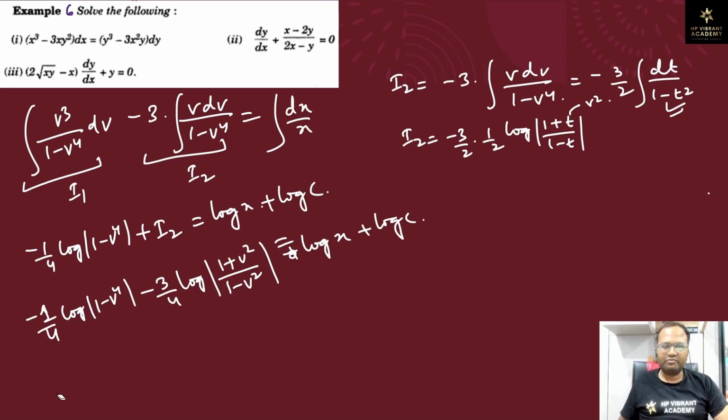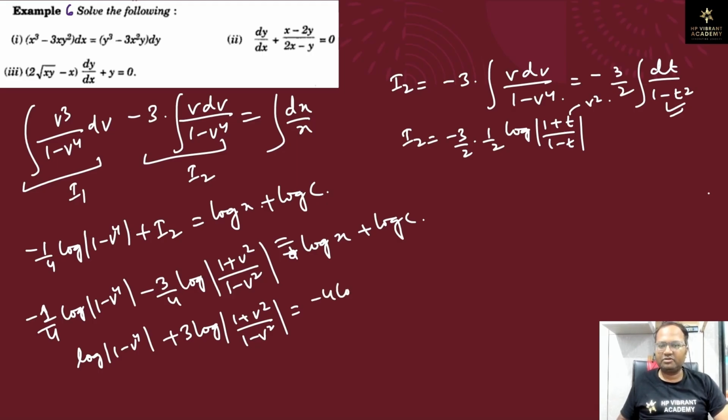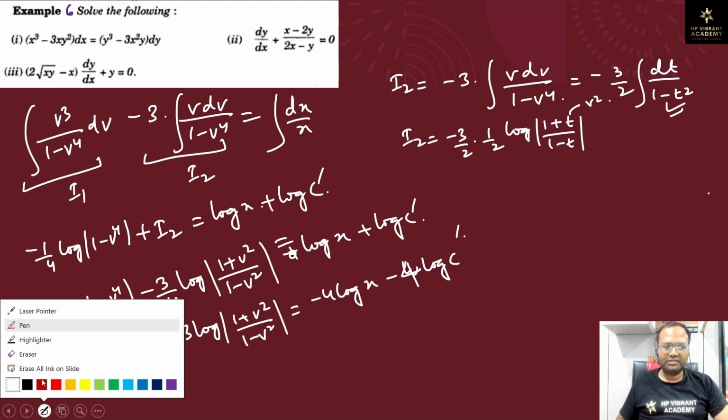Let us further simplify this. Let us multiply both sides by minus 4. So we have log of (1 minus v to the power 4) plus 3 log of (1 plus v square) upon (1 minus v square) is equal to minus 4 log x minus 4 log c. Let us take this as c dash. Let us further simplify this.